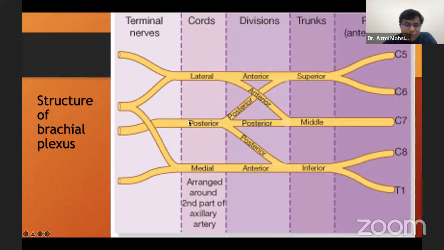Now these cords will give many branches. They will supply the musculature of the upper limb. Some of them will continue, like the median nerve, the radial nerve, the ulnar nerve. They will have a long length and reach up to the hand. So we're going to study all of this in detail.